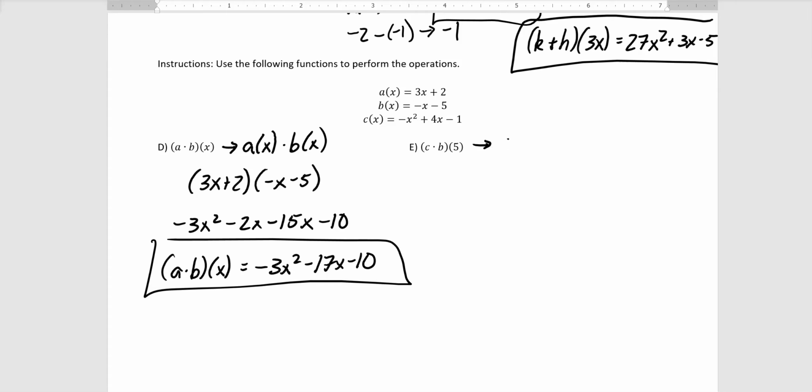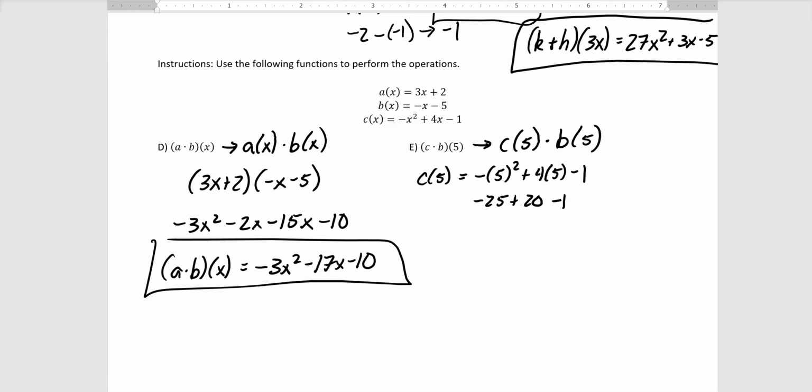What about c times b of 5? So this one, let's do c of 5 times b of 5. So let's plug in 5 for c. So I will have c of 5 equal to the opposite of 5 squared plus 4 times 5 minus 1. So 5 squared is 25, so I'll have negative 25 plus 4 times 5 is 20 minus 1. Negative 25 plus 20 is negative 5 minus 1. So that tells us that c of 5 equals negative 6.